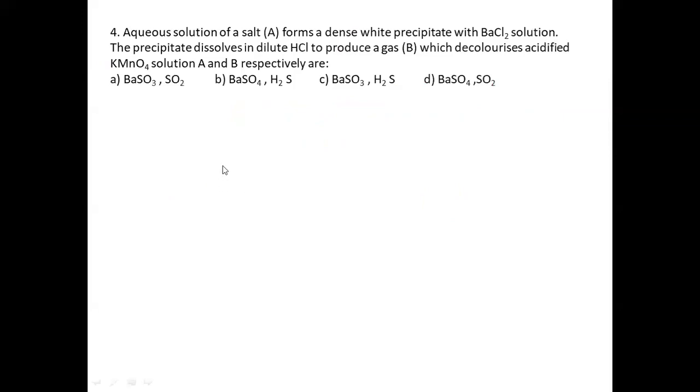Then question number 4. Aqueous solution of salt A forms a dense white precipitate with BaCl2 solution. The precipitate dissolves in dilute HCl to produce a gas B, which decolorizes acidified KMnO4 solution. A and B respectively? Here also we need a number of reaction steps. Aqueous solution of salt A forms a dense white precipitate with BaCl2. We know that sodium sulfite, Na2SO3, on treating with BaCl2 gives a dense white precipitate, which is nothing but barium sulfite.